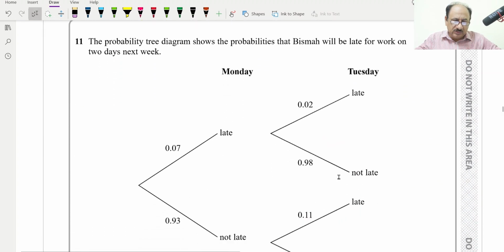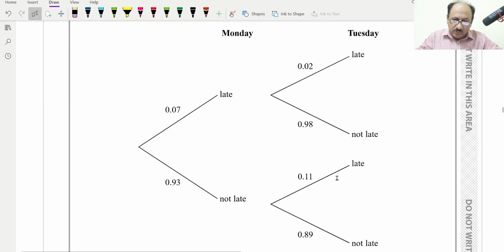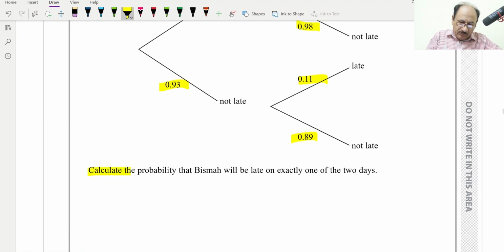Now this is question number 11, a probability question. The probability tree diagram shows the probabilities that Bisma will be late for work on 2 days next week, so Monday and Tuesday. They have provided this tree diagram already, with late and not late branches. Calculate the probability that Bisma will be late on exactly one of the 2 days.